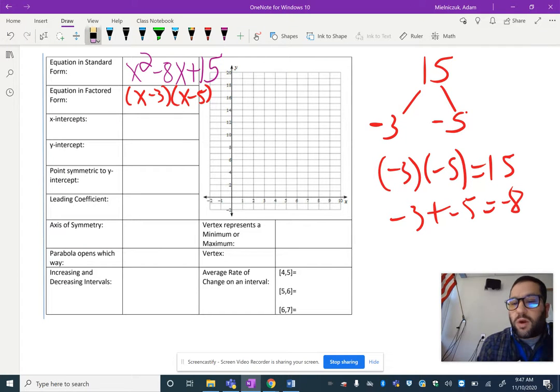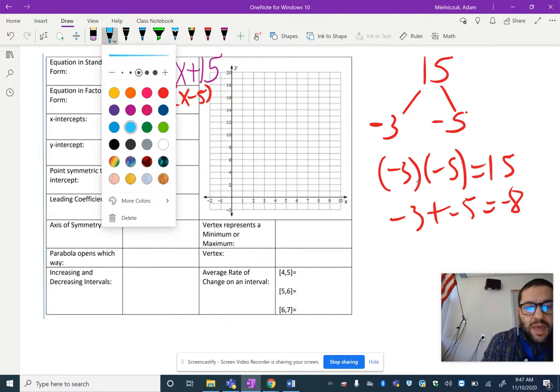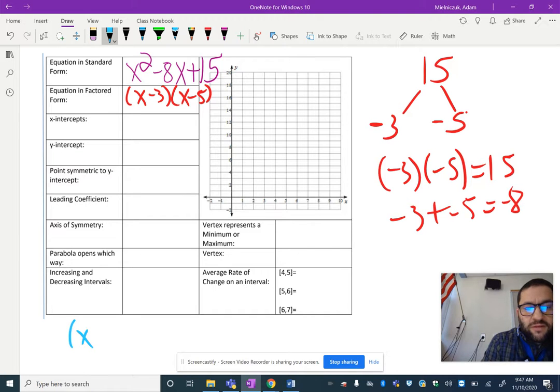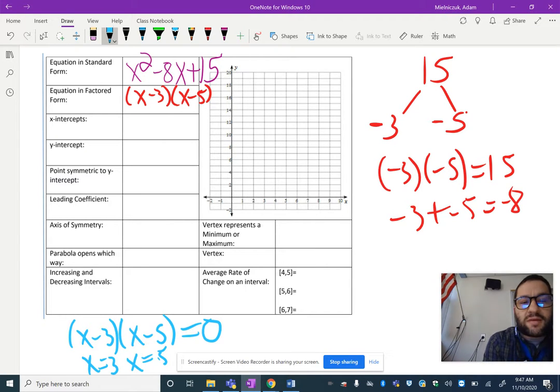So let's erase some of the work I did. Actually, let's not erase, let's just rewrite it. So we know we have, and look down on the bottom left, x minus 3 times x minus 5. If we want to find the x-intercept, set it equal to 0, and you will get x is equal to 3 and x is equal to 5. Those are your x-intercepts, (3, 0) and (5, 0). So let's graph those.